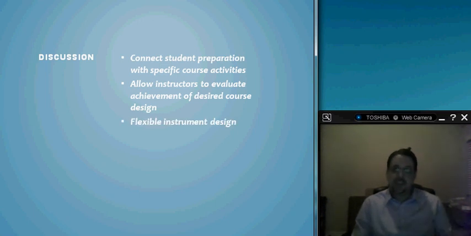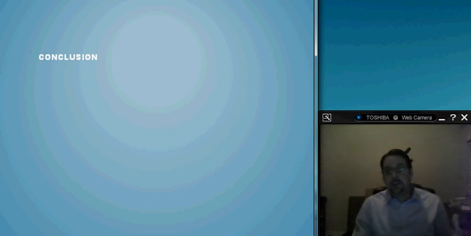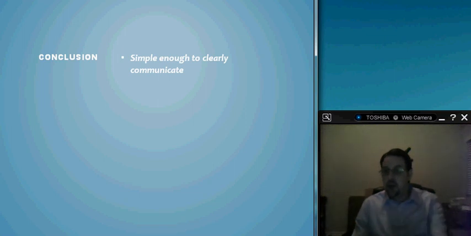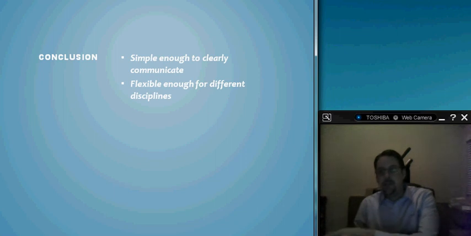We need to find a flexible instrument design that can also prepare for experimental designs that are out there, like MOOCs and other emerging technologies that are coming down the road. So a conclusion for this is that the instrument will need to be simple enough to clearly communicate to students. They can just look at it and know in a few seconds what they're getting in the course. It needs to be flexible enough for different disciplines, because science might have different needs from the humanities, the liberal arts, or math.